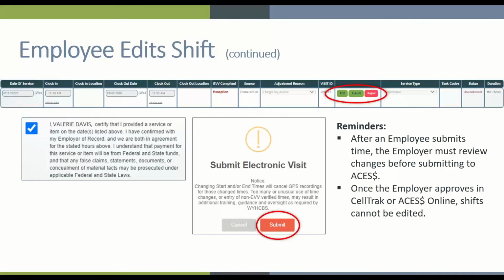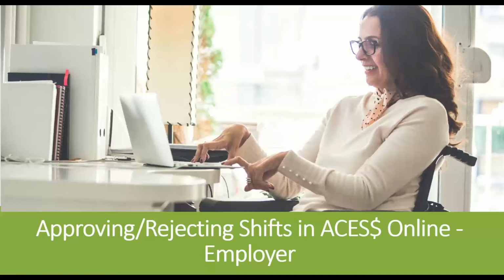Okay. Once an employer approves time, whether it's in CellTrack, the IVR, or ACES Online, that shift cannot be edited. So again, it's very important to only approve time if it looks correct. So employers, how do you do that? How do you approve or reject shifts in ACES Online?